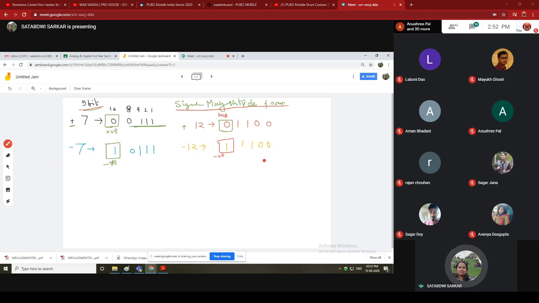Remember, this is not in 2s complement form. This is sign magnitude form. So it must be mentioned in the question paper whether you have to represent this negative value in sign magnitude or 2s complement form. Because generally we represent negative values in 2s complement form, but when sign magnitude form is mentioned, just put 1 in the MSB position.